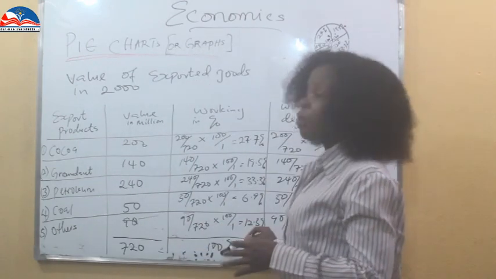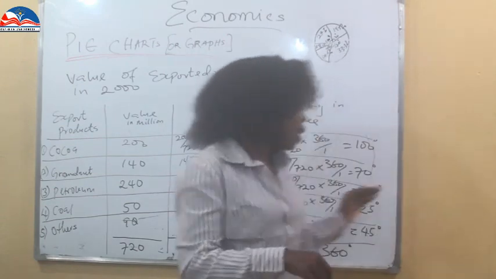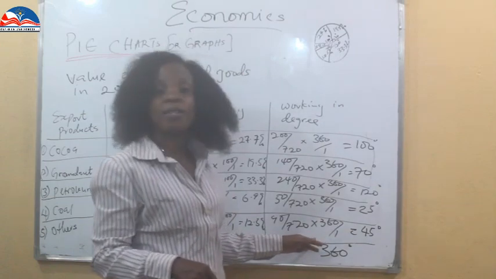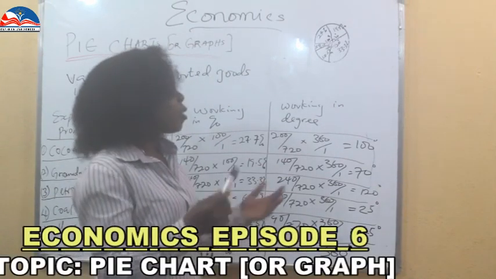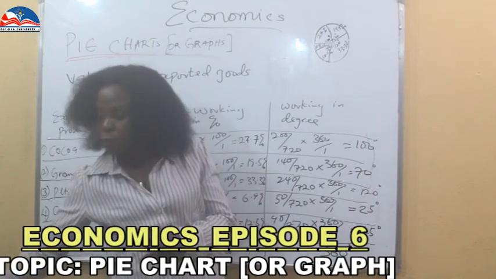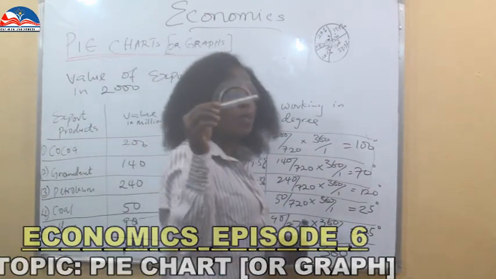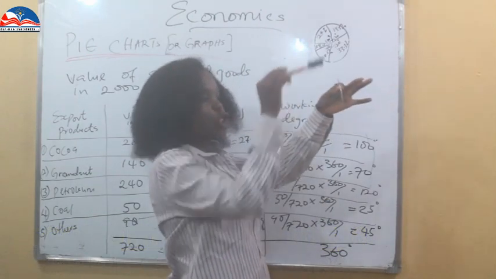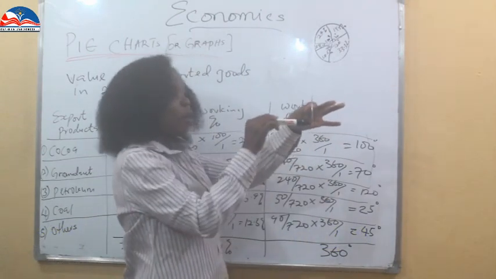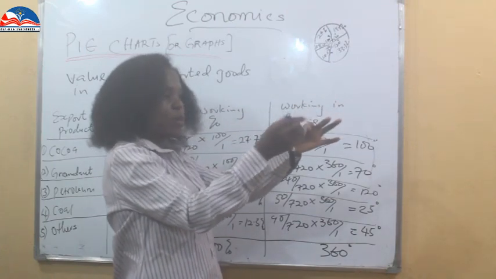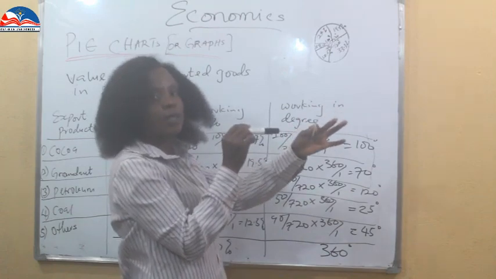Here, the percentage rate has given us 100%, and here, the degree rate has given us 360 degrees. Now, how do we represent it? Use your protractor. This is your protractor. Place it in your book. Draw. This is 180 degrees. Turn it the other way around and draw another 180 degrees.